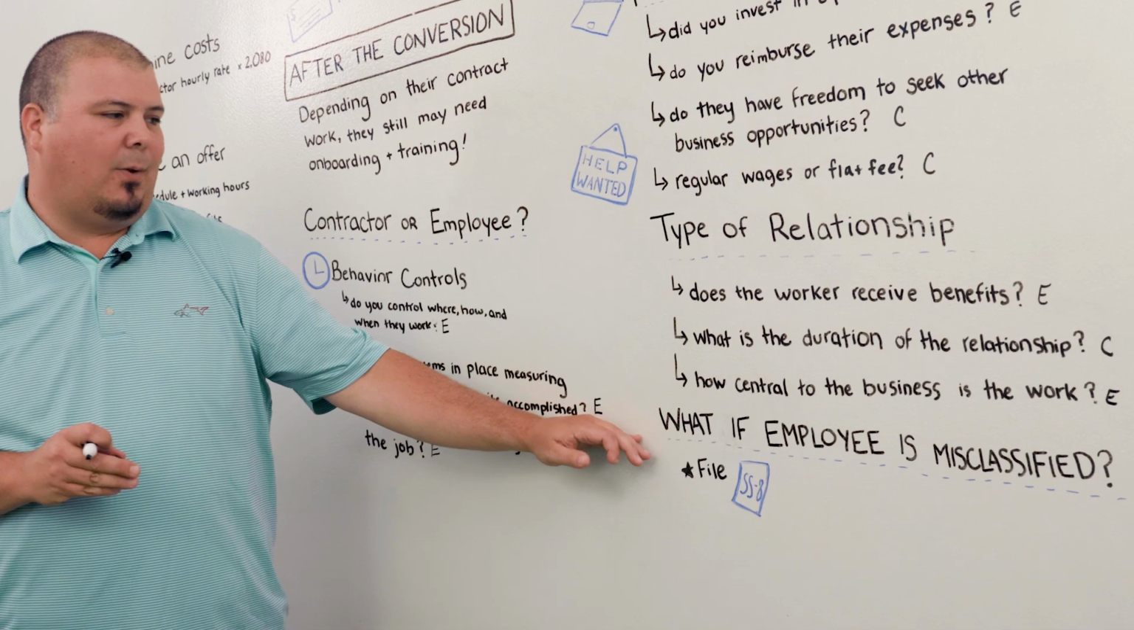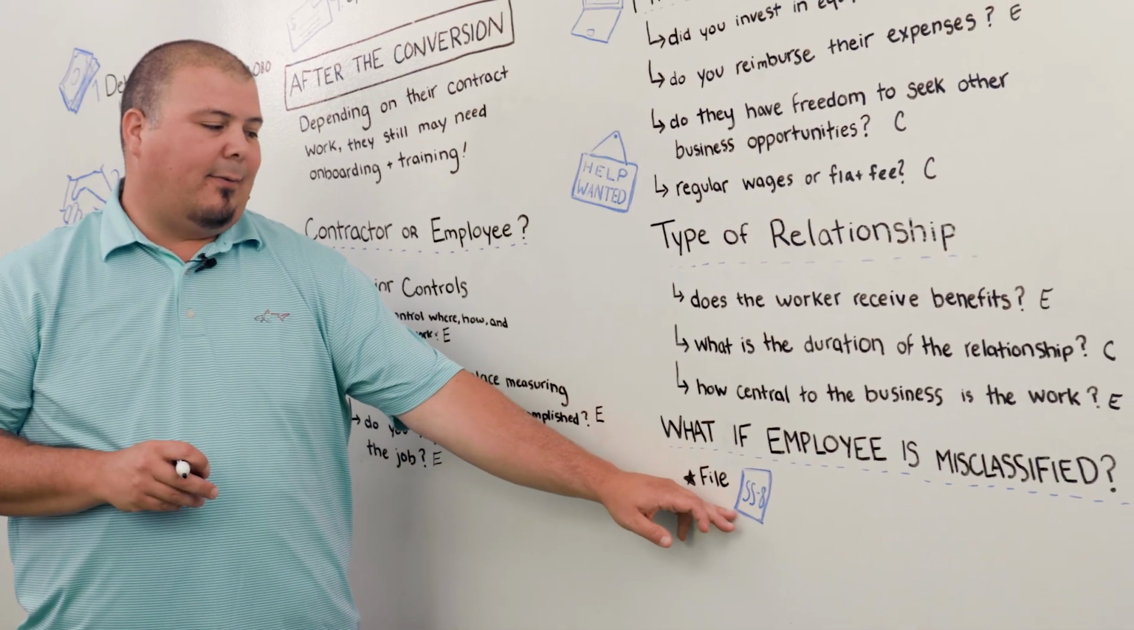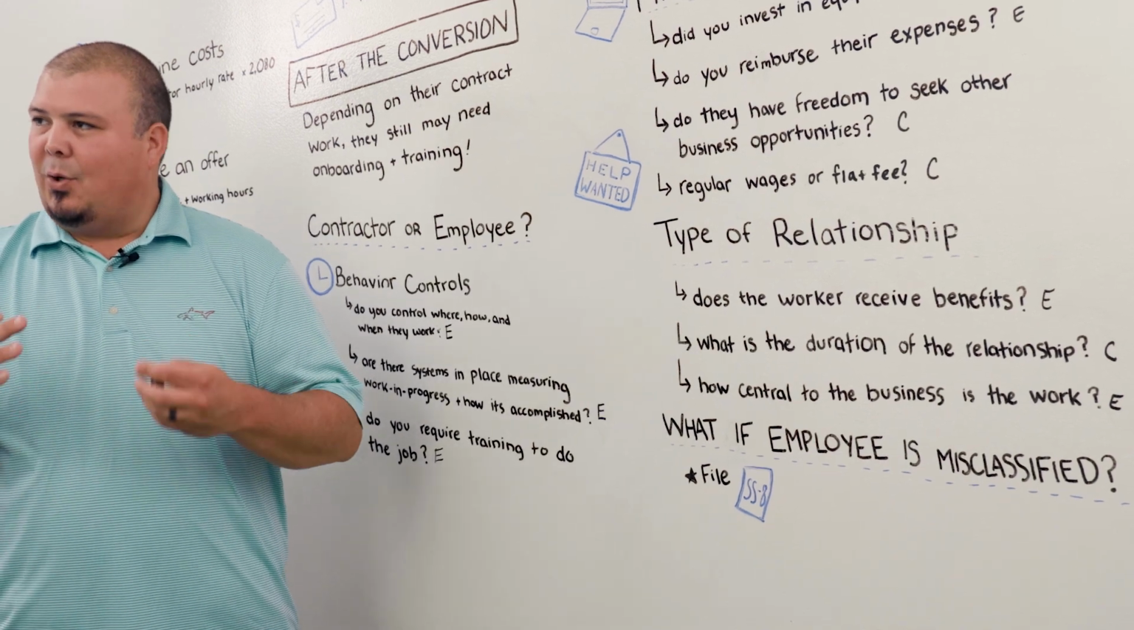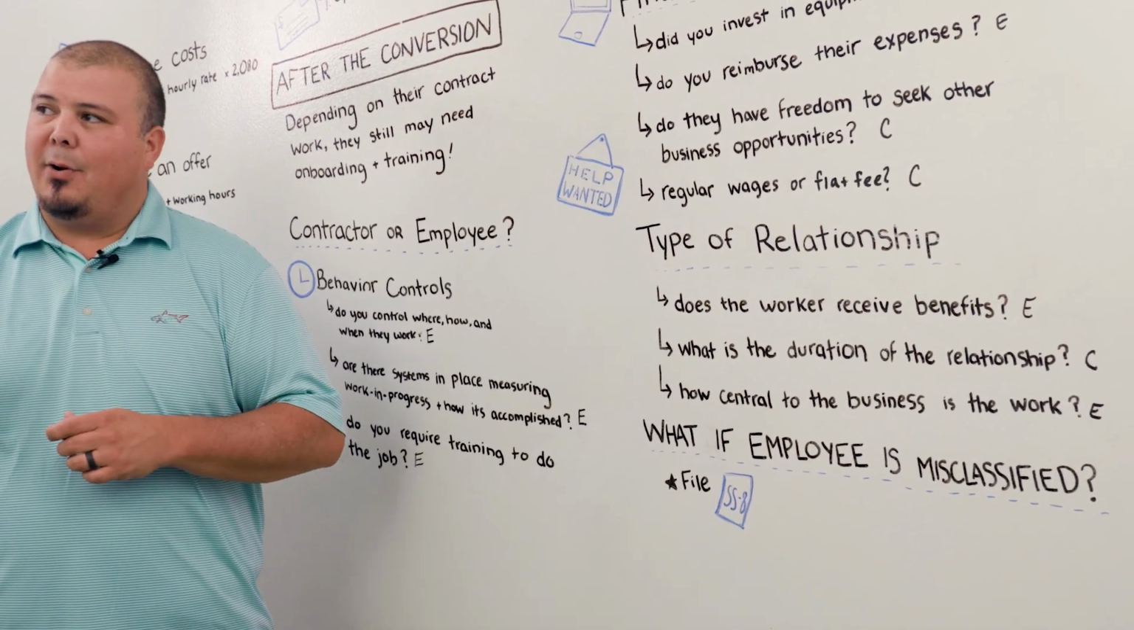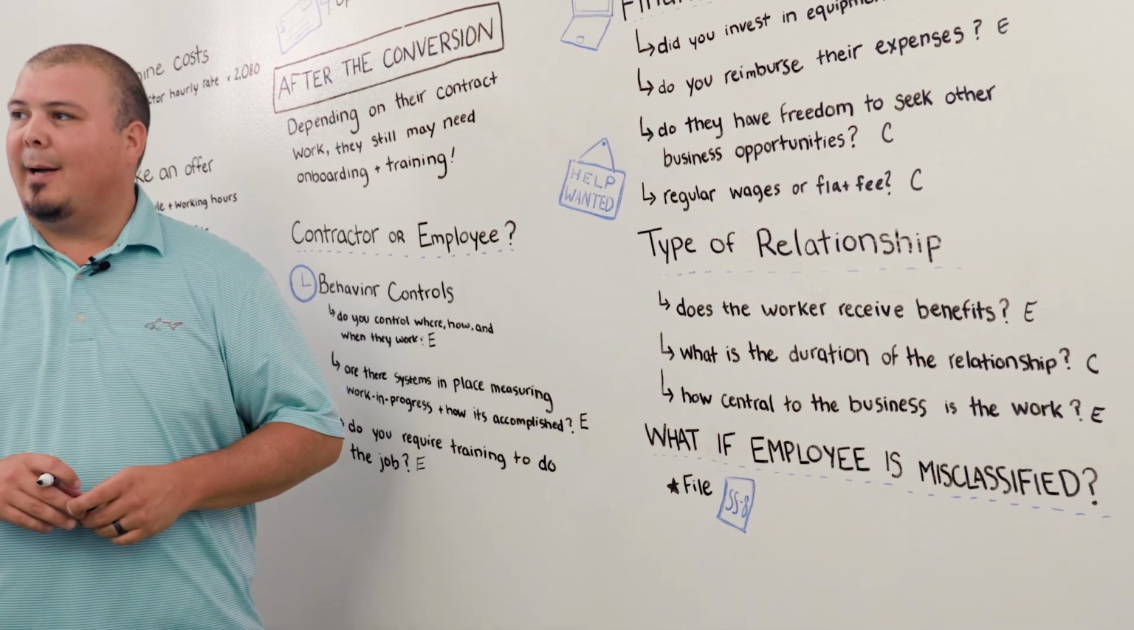Now, what happens if you misclassify the employee with the IRS? You're going to want to immediately file an SS-8 form, as you, the employer, are liable for any underpaid unemployment taxes. So you'll want to make sure to file that as soon as possible.